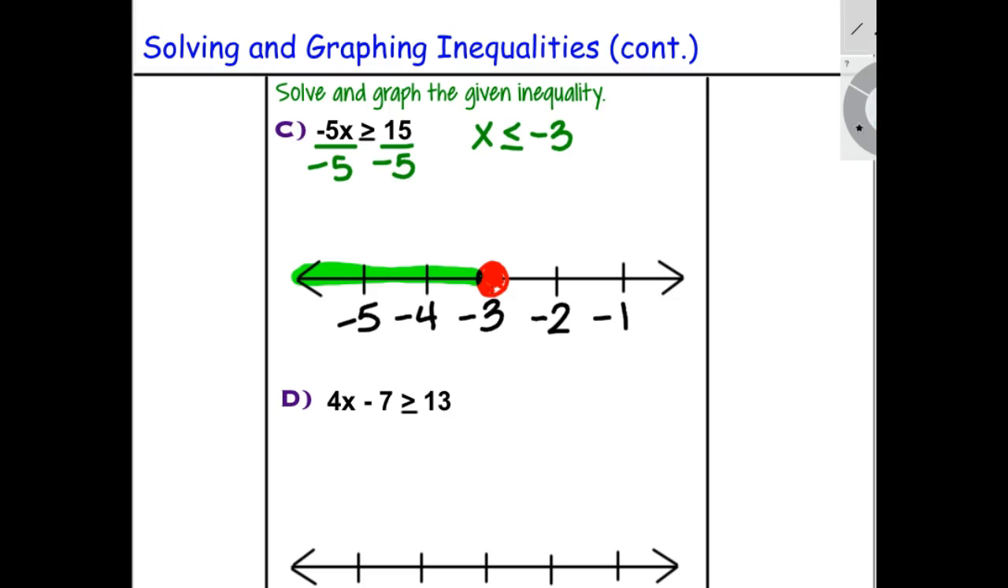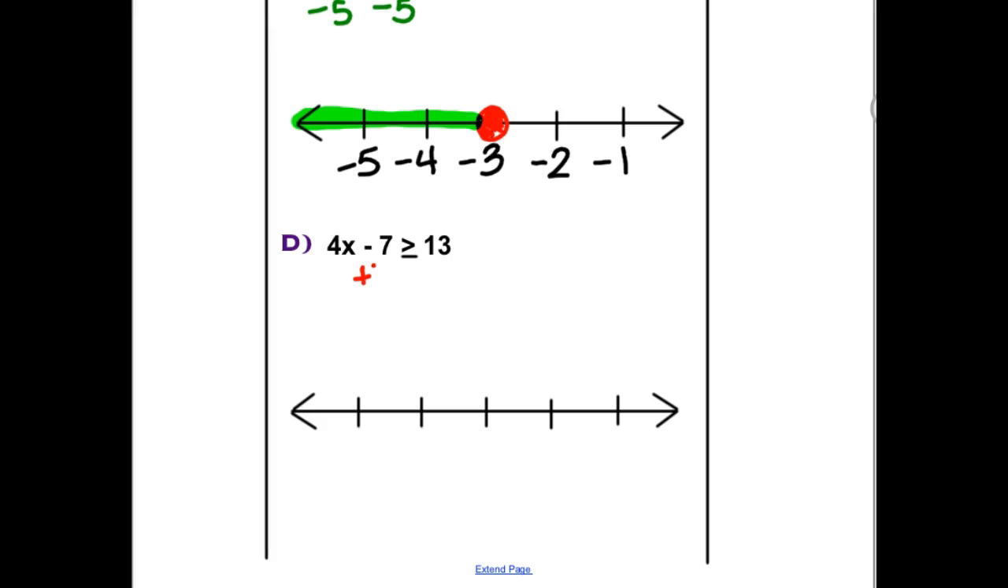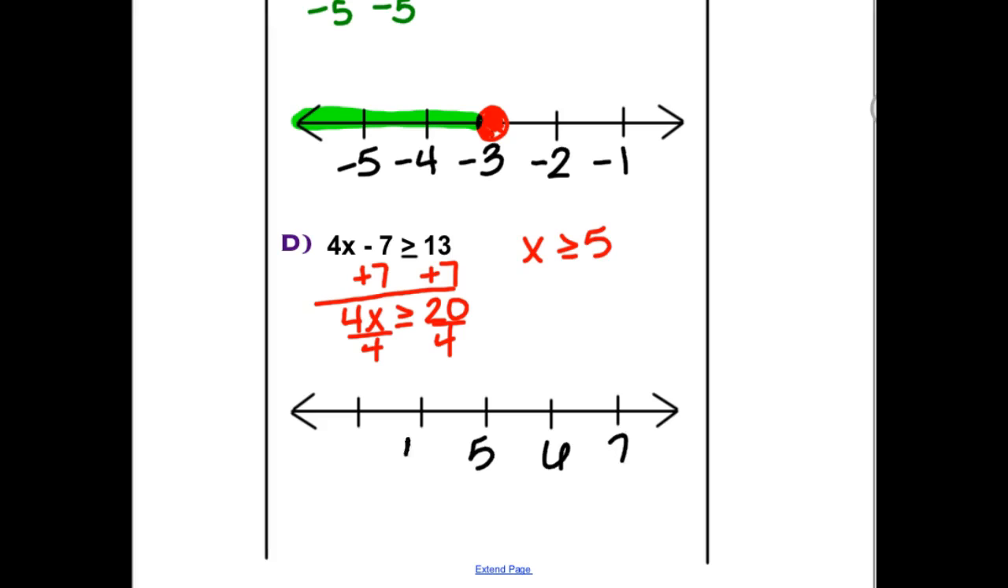Our next one, here we have 4x minus 7 greater than or equal to 13. So now I'm going to start by adding 7 to both sides, which gives me 4x is greater than or equal to 20. And then I'm going to divide by 4, and that gives me x greater than or equal to 5. I don't have to flip the sign because everything stayed positive. So I put my 5 in the middle, 6, 7, 4, 3. I have greater than or equal to, which means I'm going to have a closed circle at 5, and it points to the right with the variable on the left, so that means I'm going to shade over here.